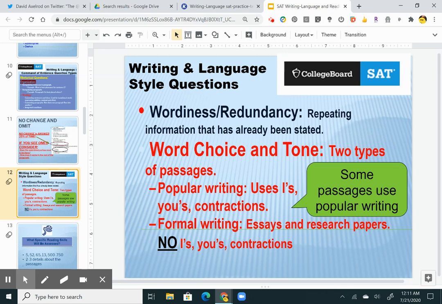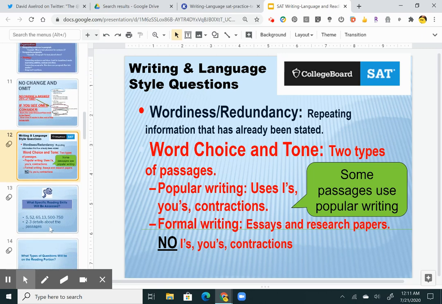Wordiness, redundancy, repeating information which has already been stated. That's one. Word choice and tone. Some passages are popular writing using I's, using contractions. Some are more formal writing, with essays and research papers, and you wouldn't use I's or contractions.